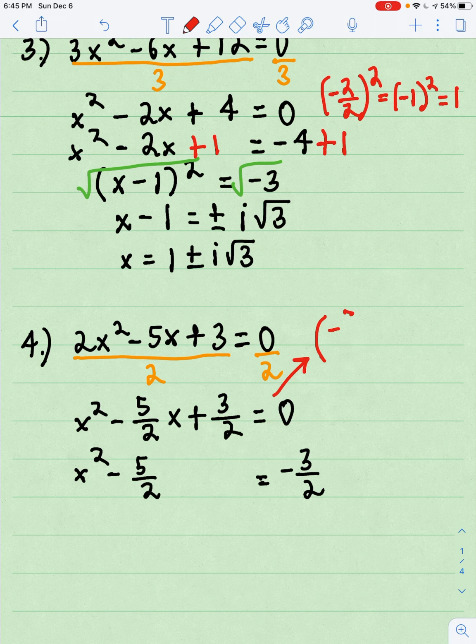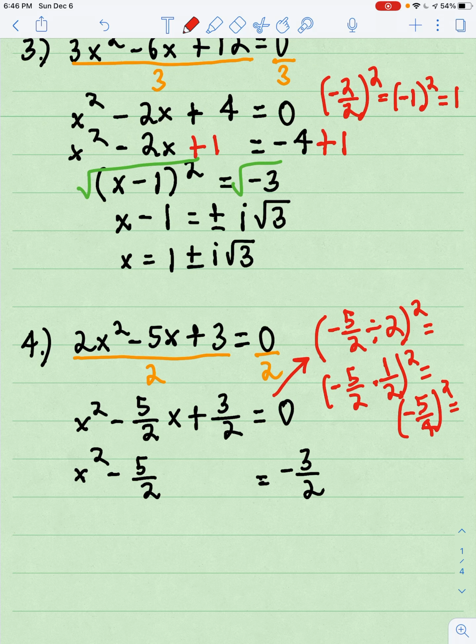So we take the value of b, negative 5 halves. Remember, we have to divide this by 2 and then square the result. Of course, here you might forget, since the coefficient is a fraction, to divide it by 2. But remember, dividing by 2 is really multiplying by the reciprocal, or 1/2. And that gives us negative 5/4, which, when we square it, becomes 25 over 16. So we get to add 25 over 16 to both sides.